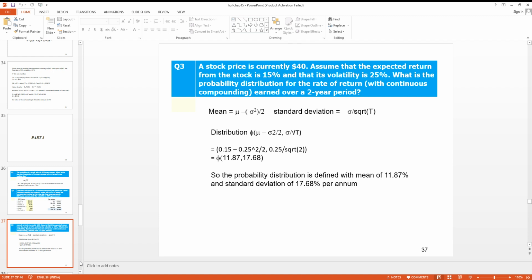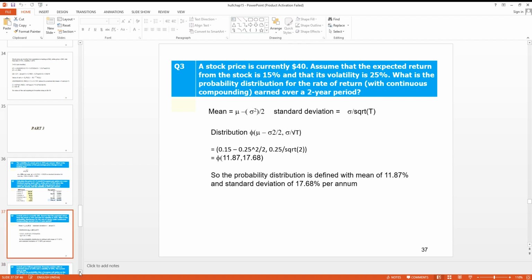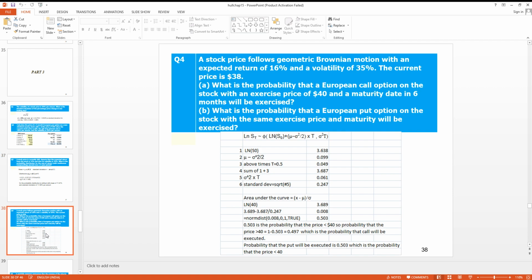So plug in these formulas, you know mu is 0.15 minus 0.25 square by 2 comma standard deviation is 0.25 by square root of t, which is square root of 2 because it's over a 2-year period. So the distribution which you get has a mean of 11.87 and the standard deviation of 17.68. And that's the answer. So basically the requirement was to calculate the probability distribution. So when you calculate the probability distribution, which is defined by the mean and standard deviation, these are the values which you get. Let's move on to the next example.